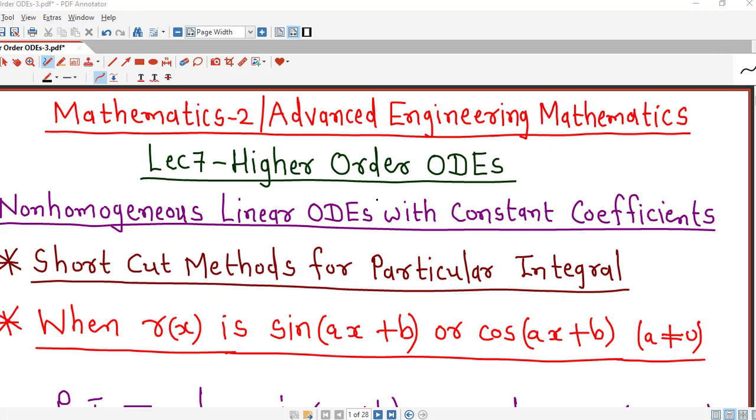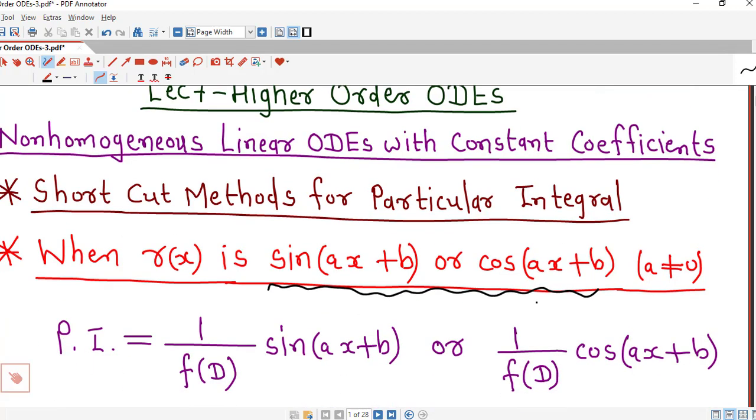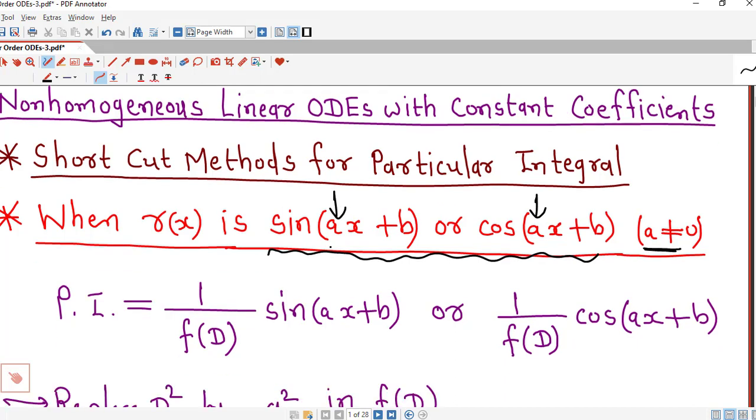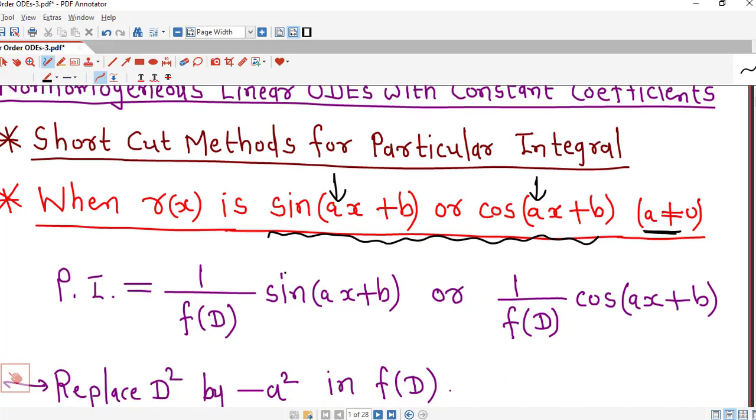In this lecture we are going to discuss the shortcut method for particular integral if the right hand side function is either a sine function or a cosine function. So if the right hand side of the given differential equation is sine of ax plus b or cosine of ax plus b, where the constant a is non-zero, then we are going to discuss how to find the particular integral.